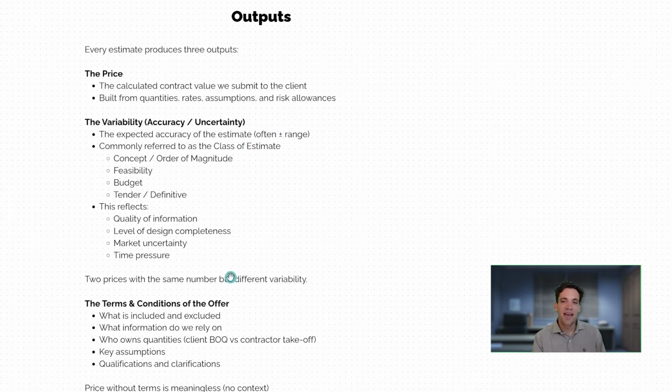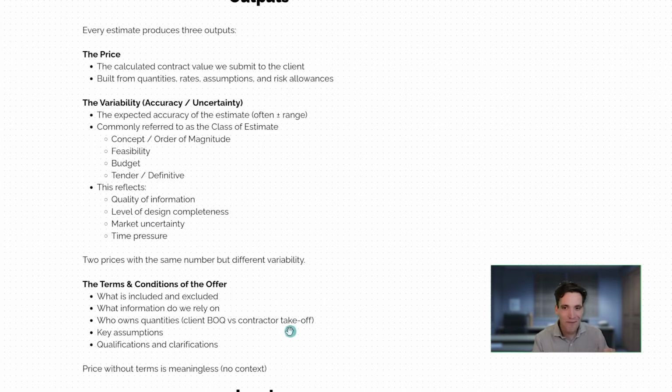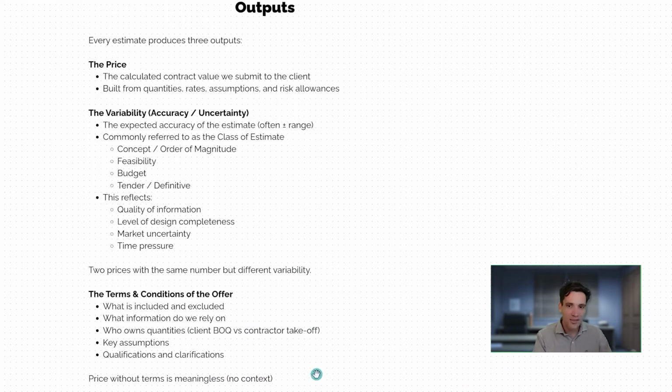Key point here, that we can have two prices that are the same, that have a different level of variability associated with them. Now, the most important thing, and what I always go on and on about, but tons of people ignore this, the terms and conditions that surround that price. This is what is included, what is excluded, what information we've relied on. Did our client provide us a bill of quantities, or have we gone and measured the quantities ourselves? The key assumptions, all the qualifications and clarifications that surround our estimate. A price without terms and conditions is fundamentally meaningless.